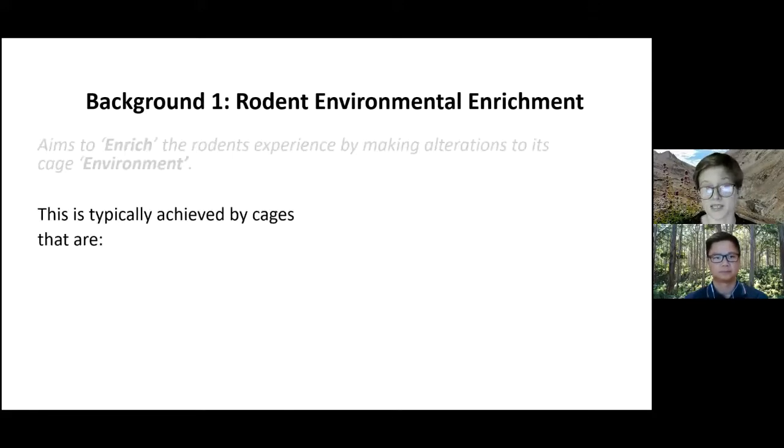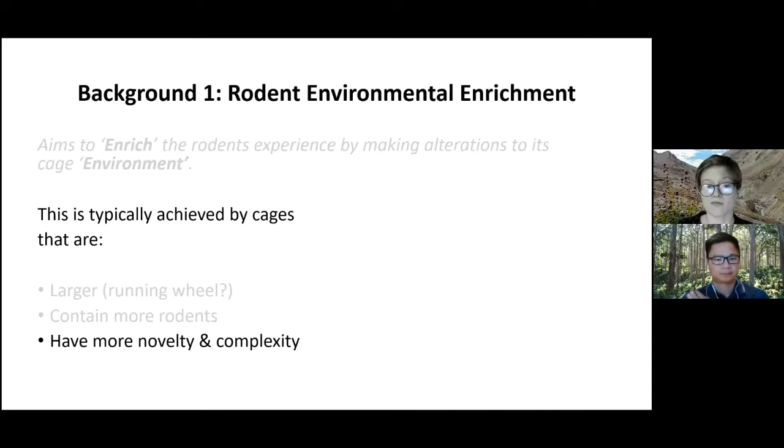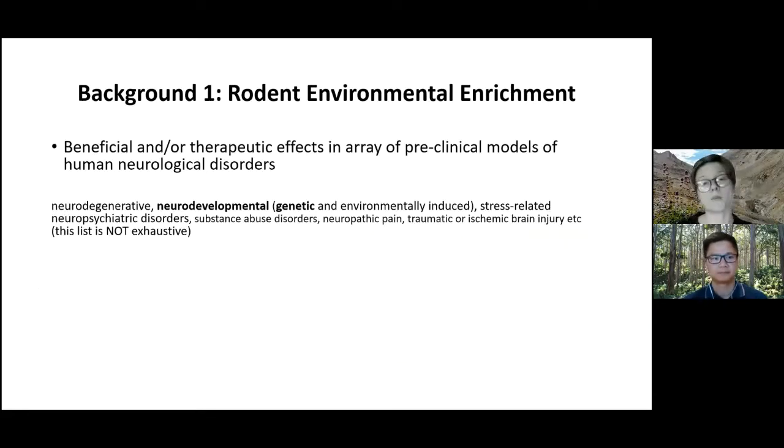So cages are typically, there's a few changes that are made. They're typically larger with a running wheel. They contain more rodents and they have more novelty and complexity in them. And so this is an example of what we do in our own protocol. It's very similar across various protocols, but this is ours, the cage circled. It shows all the different changes. So it's actually quite a remarkable paradigm.